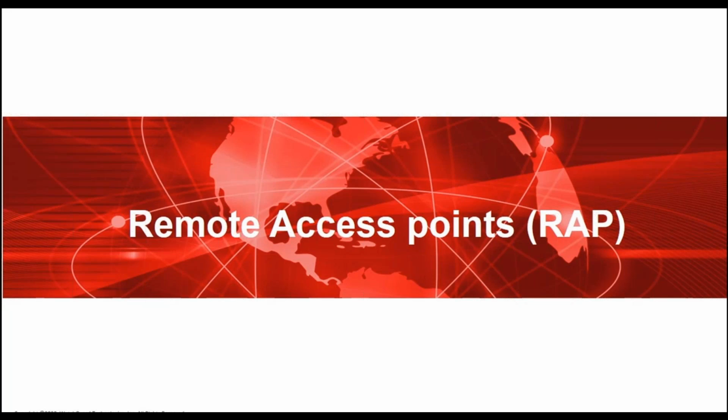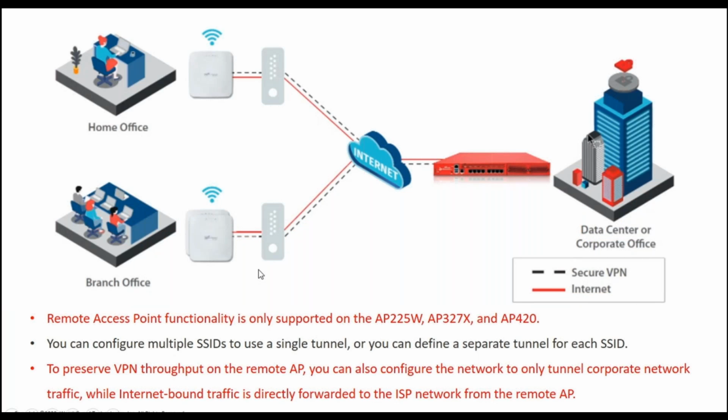Okay, so next we're going to take a look at one of the new features introduced to Wi-Fi Cloud a couple of months ago, called Remote Access Point, or RAP as an abbreviation. The main idea is that you can have an access point configured and shipped to the home office or branch office of employees, and we do the setup to have a tunnel that encrypts the traffic between that Wi-Fi and the main office.